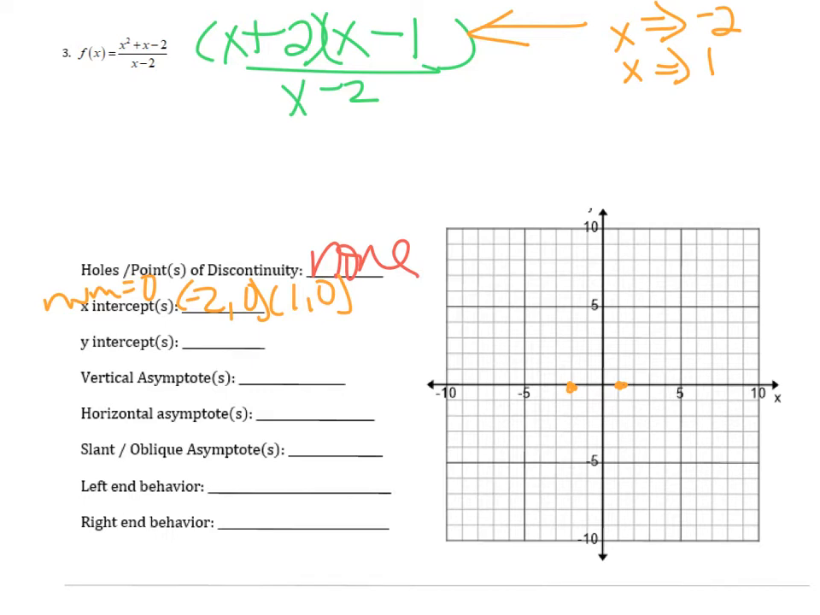For your y-intercept, let me change colors. You are going to set your x equal to 0, which is going to give me negative 2 over negative 2, which gives me 1. So I have one at 0, 1.